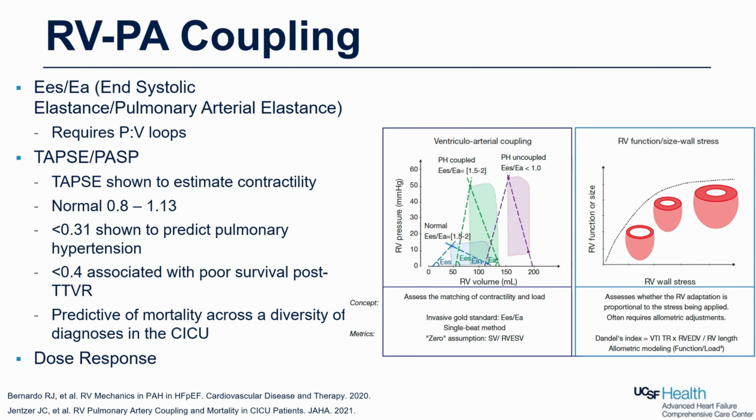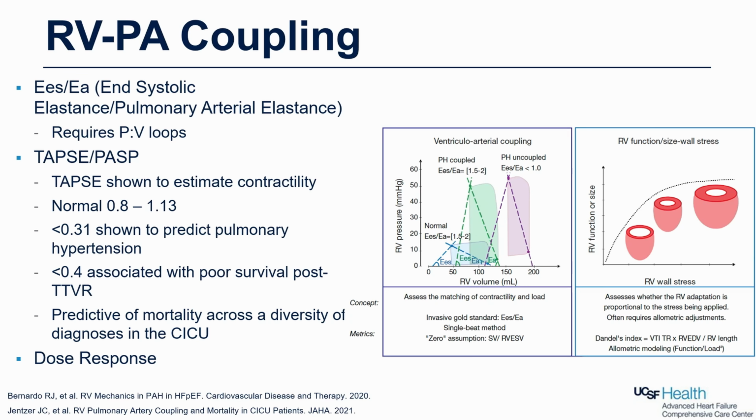This is another topic that I think is going to get increased attention across all of critical care, but it's mostly been validated within pulmonary hypertension: the concept of RV-PA coupling. Putting it simply, this is the relationship of whether your RV can squeeze against the resistance that it is seeing. On the right here, classically this is generated from pressure volume loops, but you can see as the RV gets more hypertrophic and dilates, your end systolic elastance gets lower and your pulmonary arterial elastance gets greater.